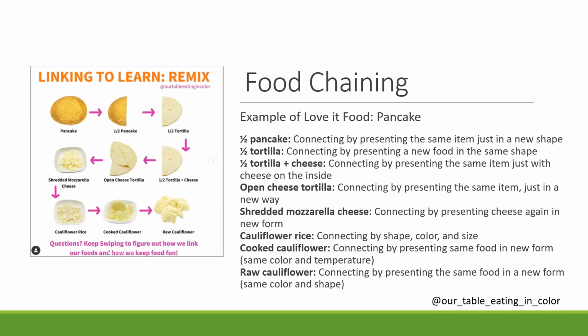So with the example of the Love It food of a pancake, offering it in its normal form the first time, and then maybe the second time what you're doing is you're connecting the same item, but you're presenting it with a new shape. And then the next time you would be keeping the shape the same, but you would be presenting a new food with a tortilla. The next step, you would be presenting the same item, but it would have cheese inside. So you can see how that would change some of the taste and the texture of it.